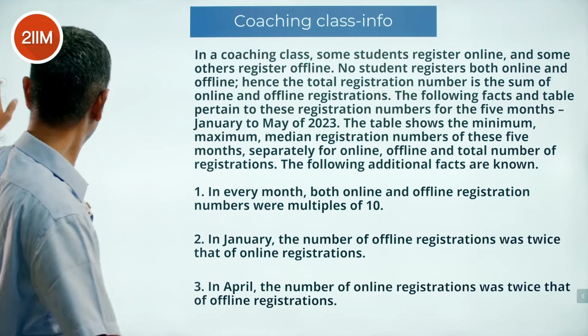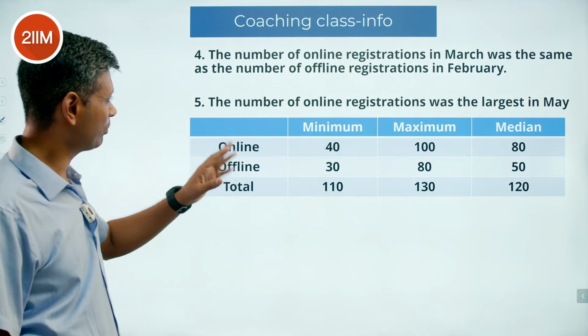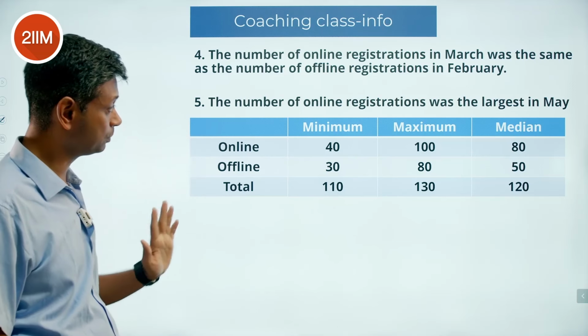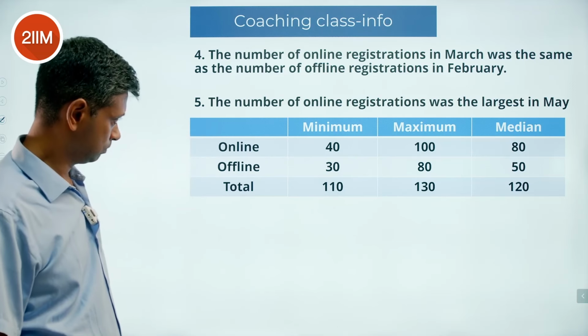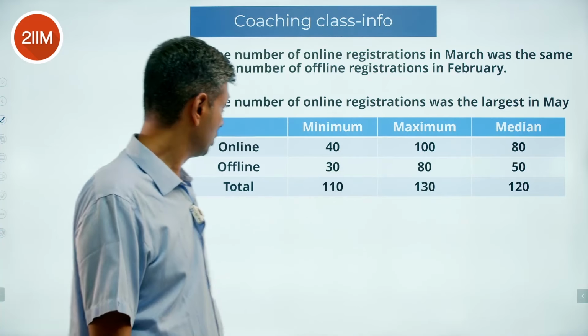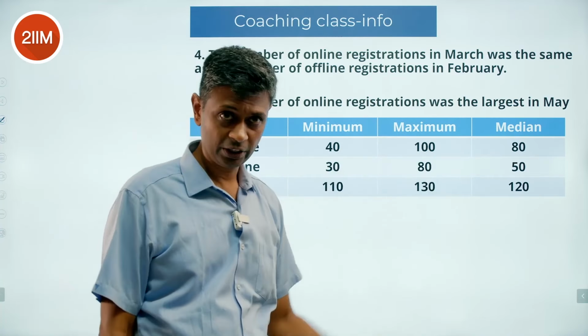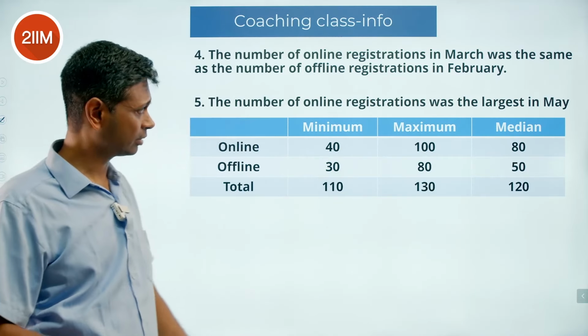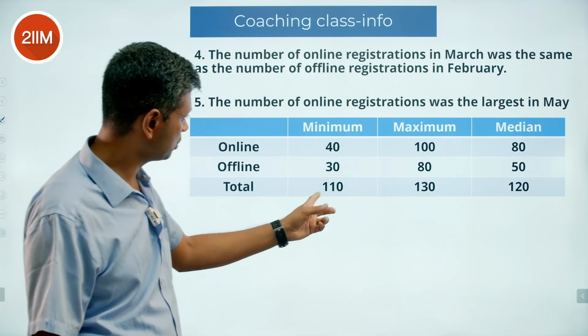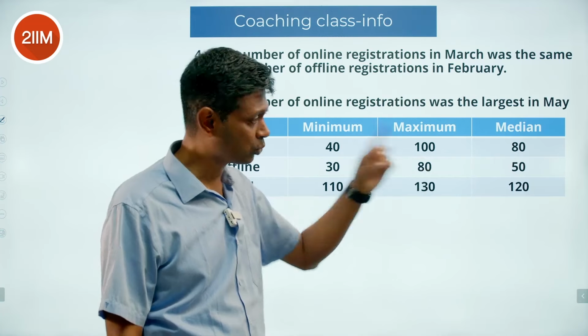I think first we need to look at the table. Minimum, maximum, median for offline, online and total. So, minimum was 40 here, maximum was 100, median is 80. Minimum is 30 to 80, median is 50. So it looks like online numbers are slightly higher than offline numbers per se. For this, the minimum is 110, maximum is 130, median is 120.